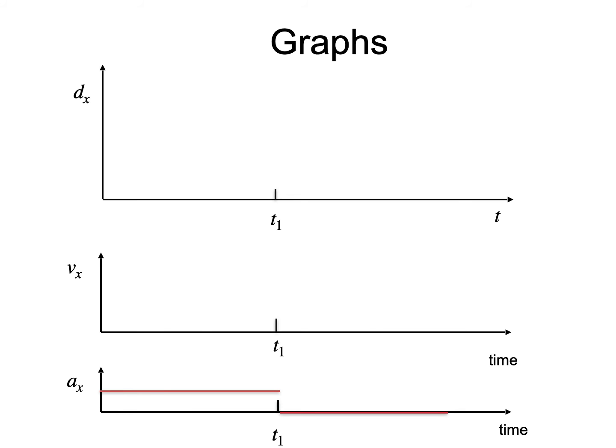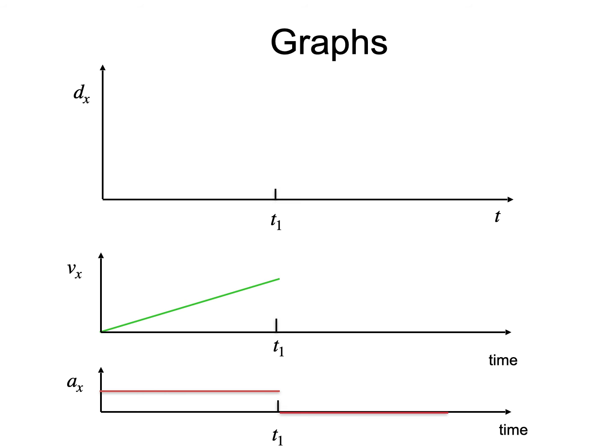From 0 to t1, the acceleration is constant, so the x component of the velocity must follow a linear relationship with time. The value of the x component of velocity starts at 0, and the slope of that line is the positive constant value of ax during that interval.